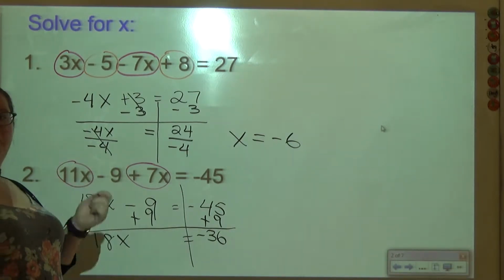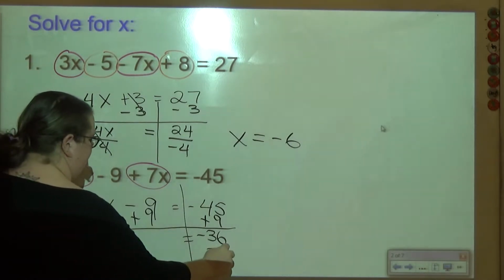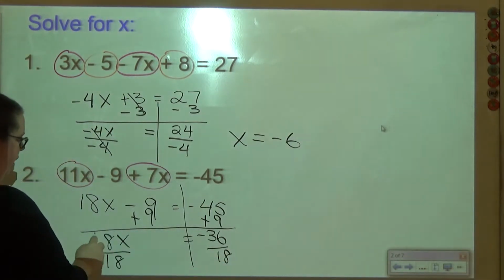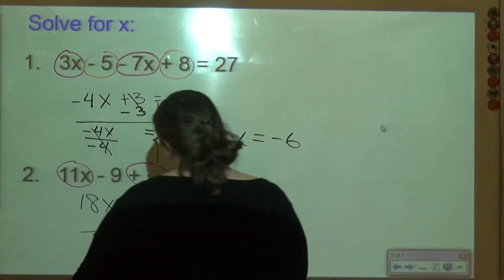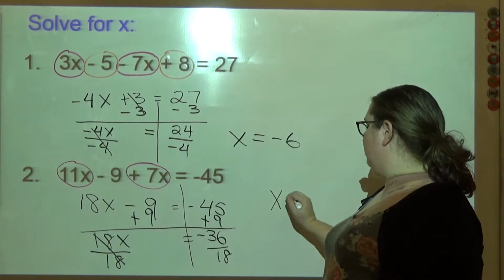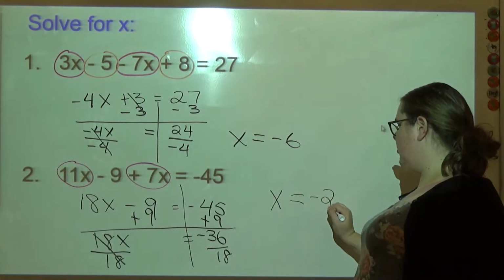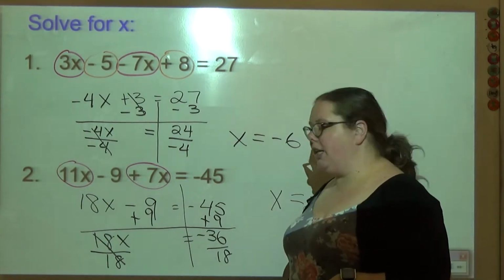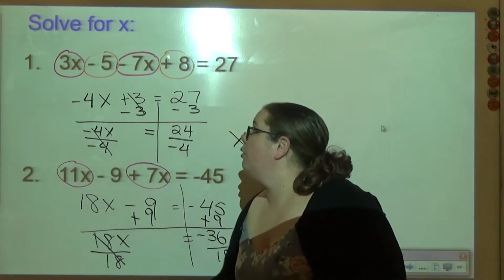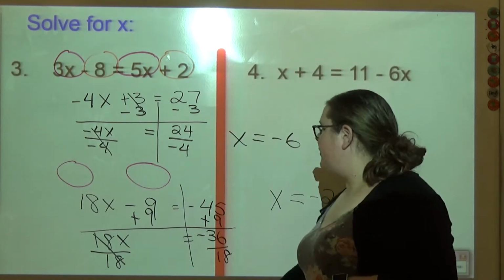Last step, 18x means 18 times x. The opposite of multiplying is dividing. 18 divided by 18 is 1. So we actually get 1x, but we typically don't write 1x, we just write x. Equals, what we get here, negative 2. And we are done. So this was a review of combining like terms. Now we're going to jump into solving when there are x's on both sides of the equation.